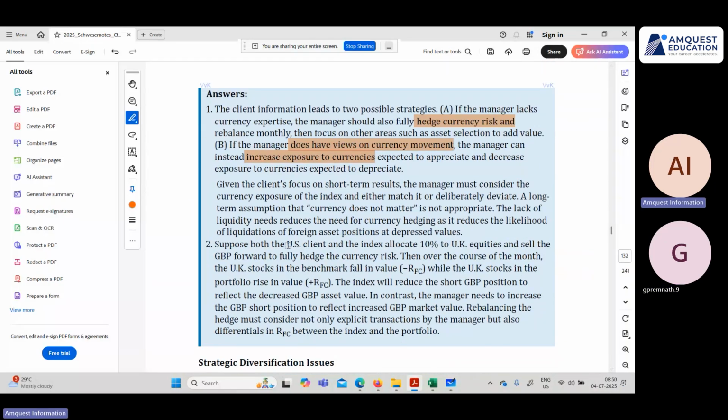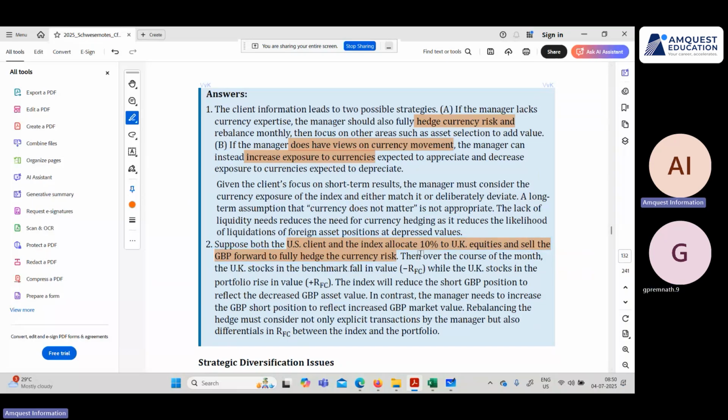It says, suppose that the US client and the index allocate 10% to US equity and sell the GBP forward to fully hedge the currency risk. This is the initial contract to hedge the currency, right? So I'm saying that no rebalancing happens over here. This is the initial contract or initial exposure that he got to hedge his currency.